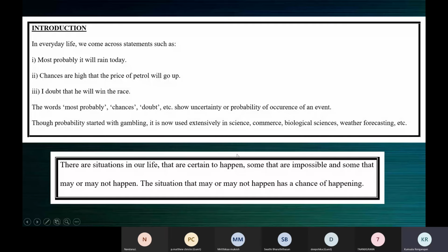All right, the others are just for your reference, children. Take a screenshot, write out all this in your book. The numerical measure of uncertainty is called probability. Yes, ma'am, took a screenshot.